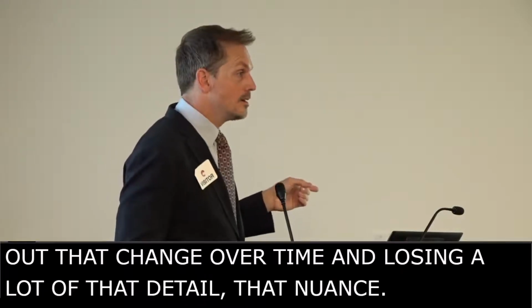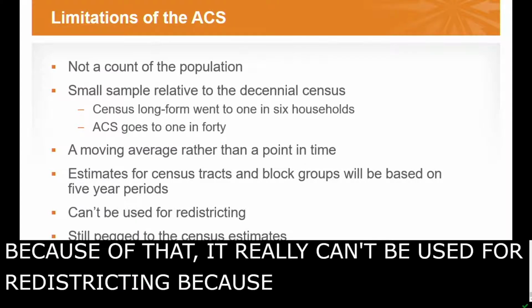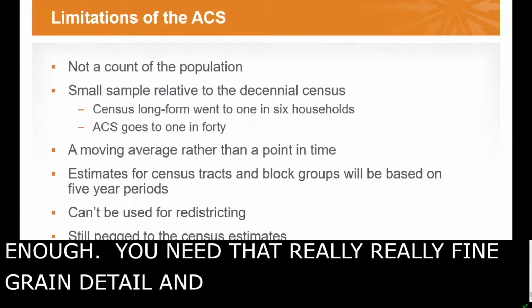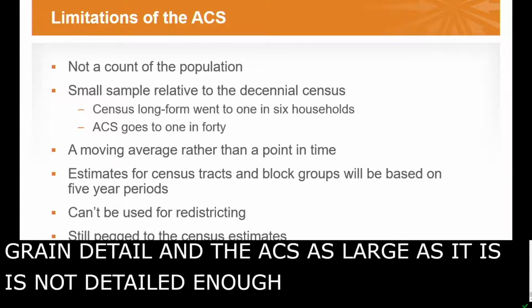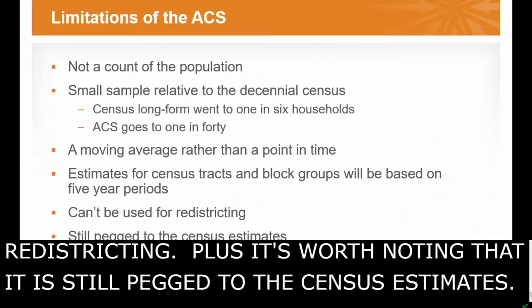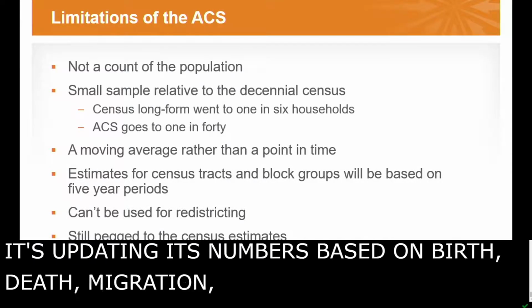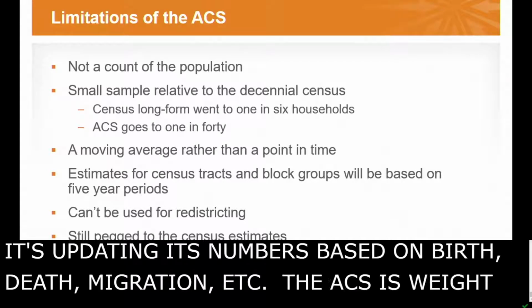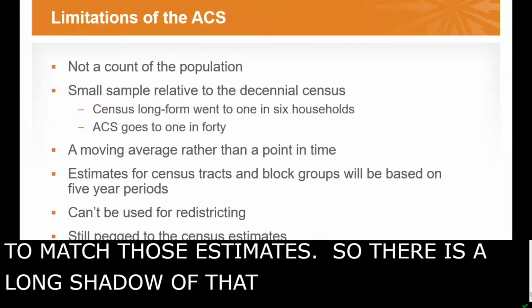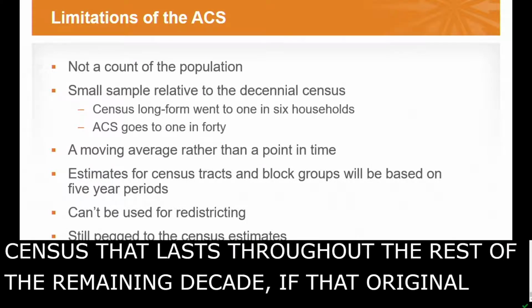So because of that, it really can't be used for redistricting because it's not detailed enough. You need that really, really fine-grained detail, and the ACS, as large as it is, is not detailed enough to do redistricting. Plus, it's worth noting that it is still pegged to the census estimates. The census does these estimates where it's updating its numbers based on birth, death, migration, et cetera. The ACS is weighted to match those estimates. So there's a long shadow of that original decennial census that lasts throughout the rest of the remaining decade. If that original census is bad, the ACS will be bad in roughly the same way.